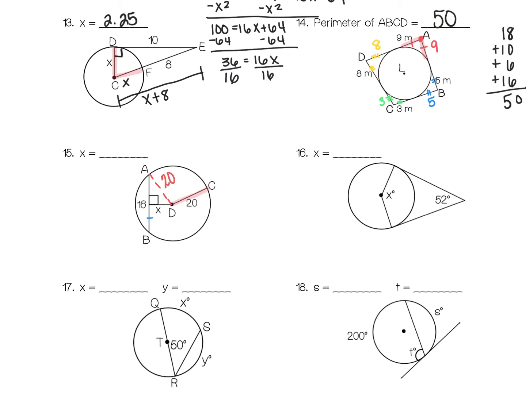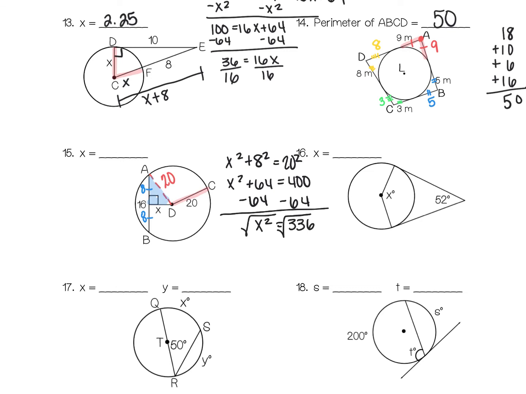This chord out here that's labeled 16 is split into two congruent pieces, so I have 8 and 8. And now I have this nice triangle right here that I can do Pythagorean theorem with. So setup would look like x squared plus 8 squared equals 20 squared. X squared plus 64 equals 400. Subtract 64 from both sides. X squared equals 336, and then you take the square root, and that's about 18.3.